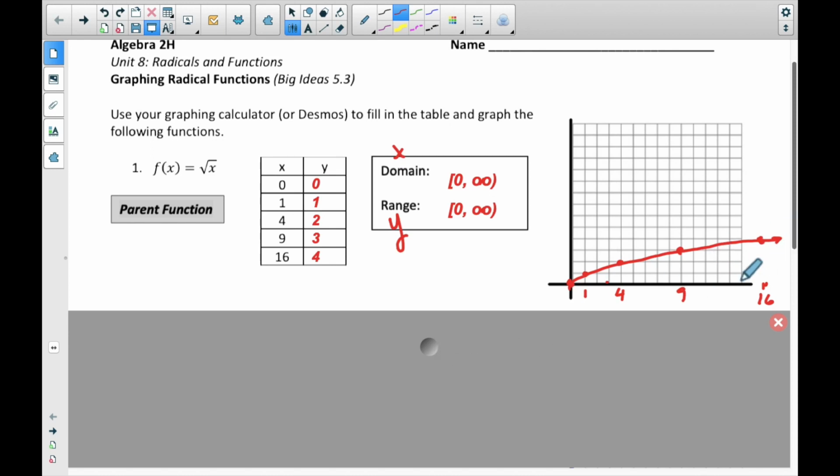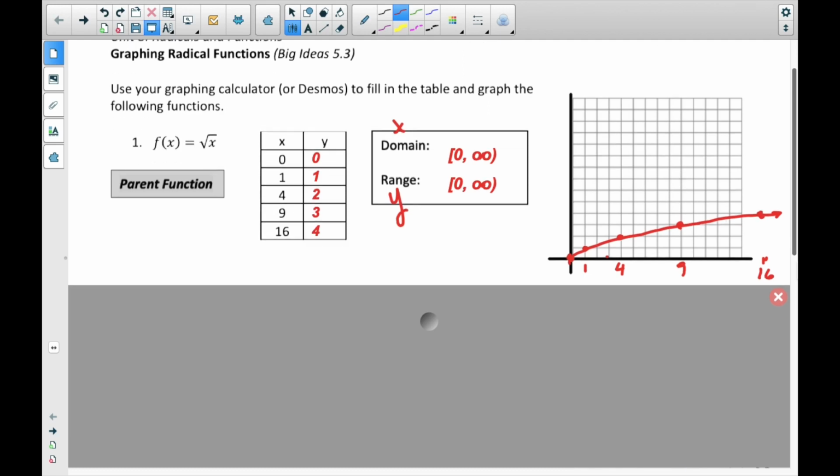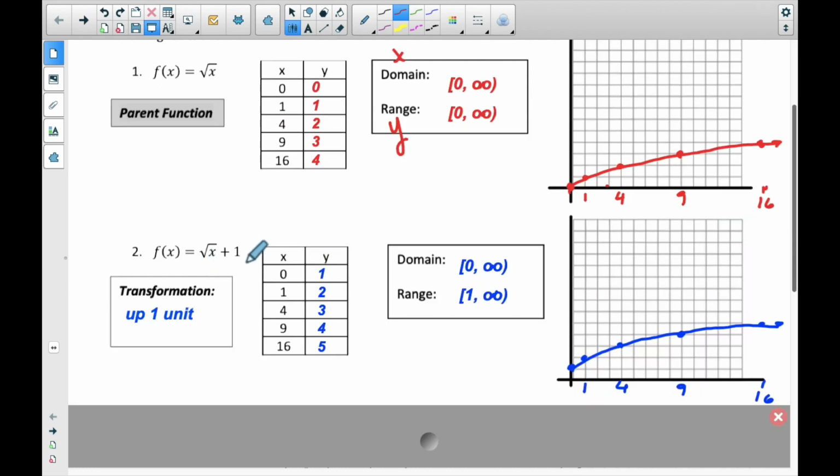Well, let's look at what happens if we change that a little bit. So for number 2, all we did was add a 1 onto the end. And we know, because we've been studying functions all year, that anything that you just add onto the end of it moves it up. So that plus 1 made it a transformation of moving up 1 unit. Our graph itself did not change at all.